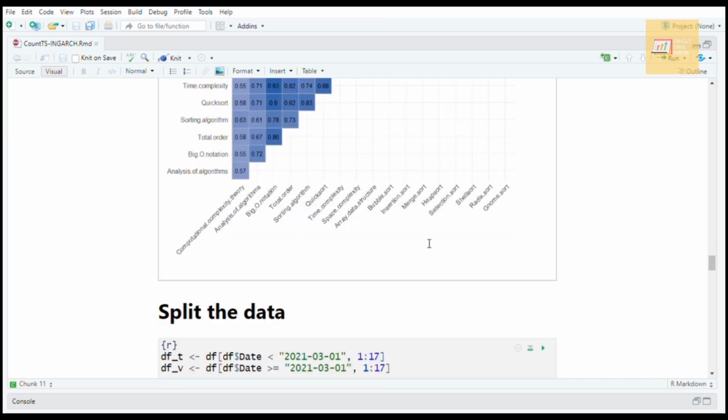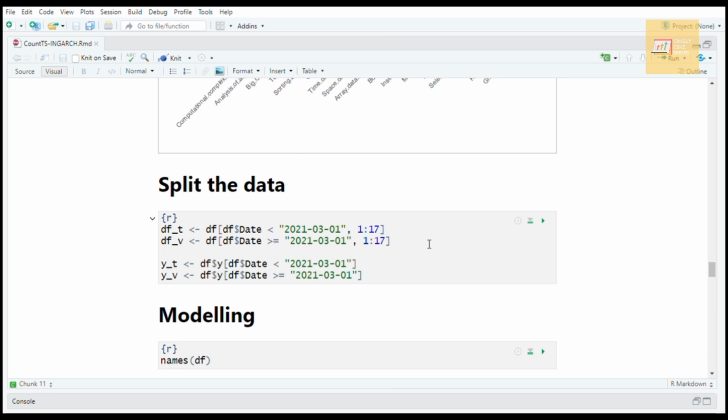Okay, now we're getting closer to the modeling. Before we do that, I want to split the data. We split the data into training and validation, or testing actually, but I just name it validation so I can denote it differently. T in FT denotes training, while V denotes validation. The data I'm using for validation is the last 15 days, so all data in March 2021.